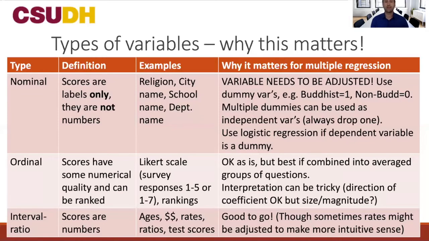And finally, the type of data that we all hope you have, because this is the easiest to use, interval ratio. The scores are written as numbers, and those numbers are relative to each other in a usable interval that is consistent. So for example, this could be ages, it could be some kind of dollar amount, it could be the rates of a certain phenomenon in a population, or a ratio or percentage. It could be test scores. If you have these kind of data, you are good to go. Though it's worth bearing in mind that sometimes rates might need to be adjusted just to make more intuitive sense.